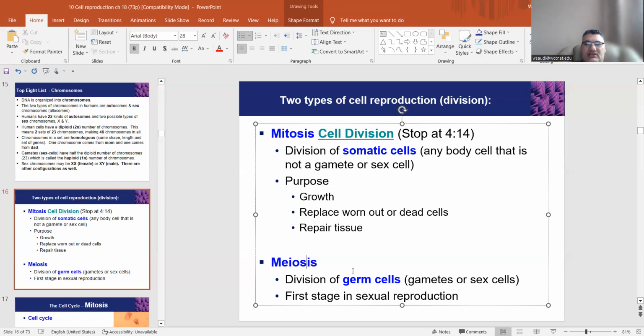So this is called meiosis, and this only happens in the germ cells. We call that sexual reproduction. Germ cells, gametes, sex cells, same thing. We're referring to the sperm and the ovum.